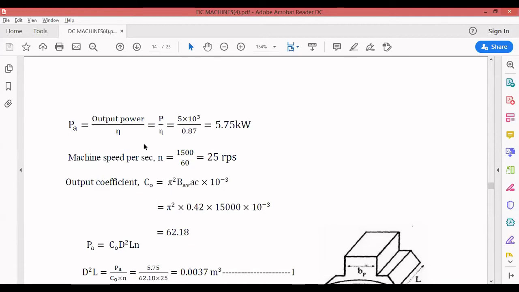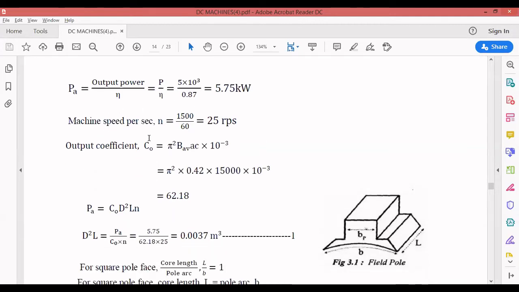Okay. So PA is equal to what now? 5.75 kilowatt. Next, what is the machine speed? N with respect to RPS: 1500 by 60. What do you get here? 25 RPS. Then calculate what? Calculate output coefficient C naught.